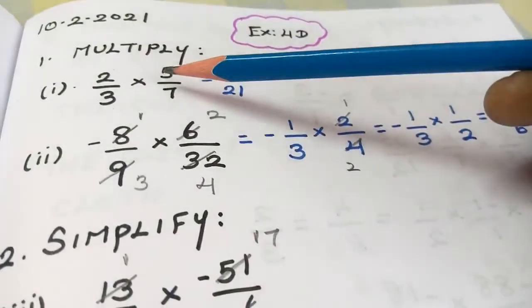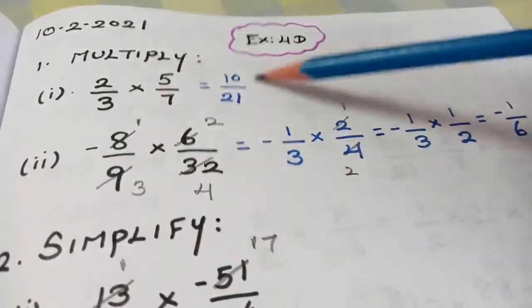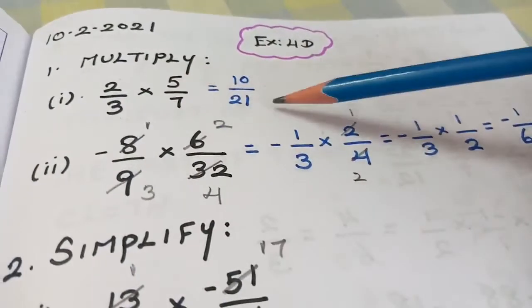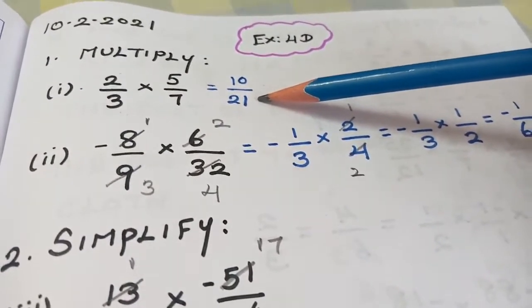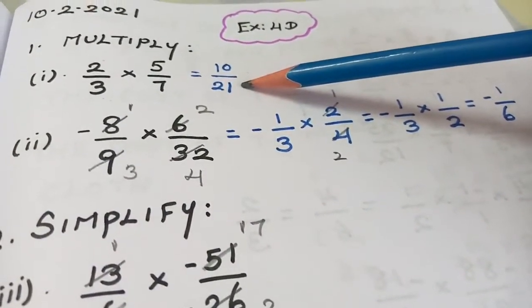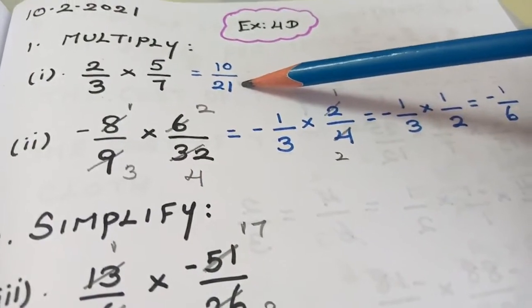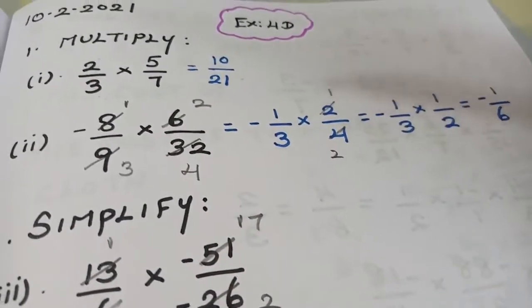Here, if you see, you can't cancel the terms. That is why I am multiplying the numerators: 5 into 2, 10. 3 sevens are 21. So that is a way of multiplying. You can take any order and any table if cancellation is possible, or if it is not possible, you directly multiply the numerator and denominator parts.